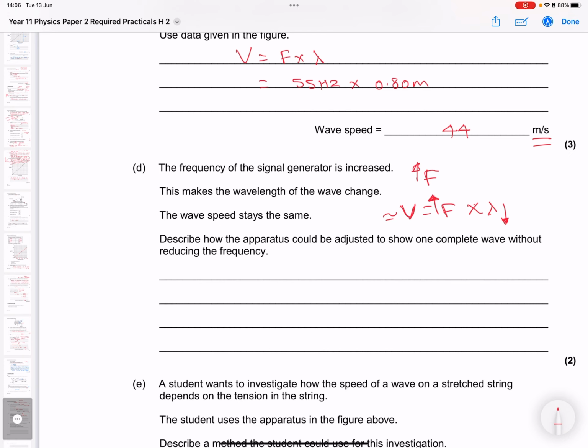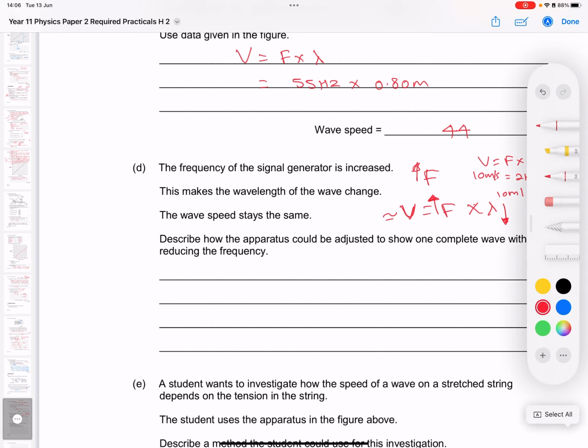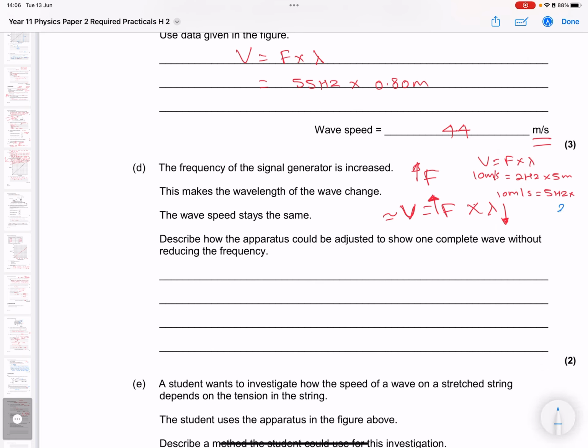Let's say, for example, initially they had this value. They had 10 meters per second, and then 2 hertz, and then 5 meters wavelength. Now what they have done, they have increased the frequency to 5 hertz, keeping the wave speed 10 meters per second still. So what should be the value for our wavelength now? That should be 2 meters. So when you are increasing the frequency, the wavelength has to go down.